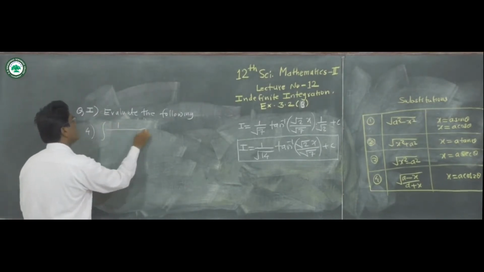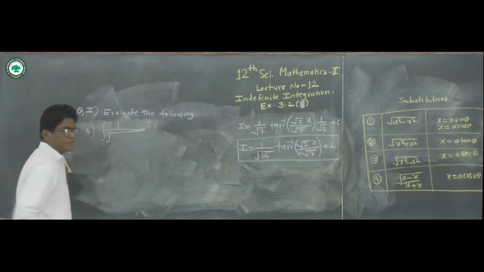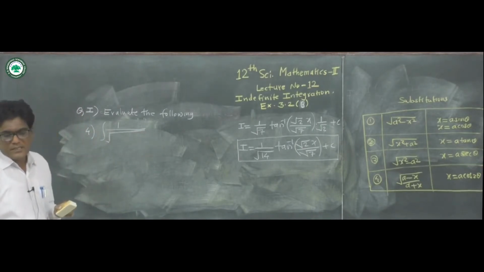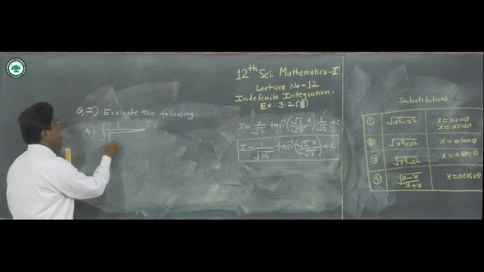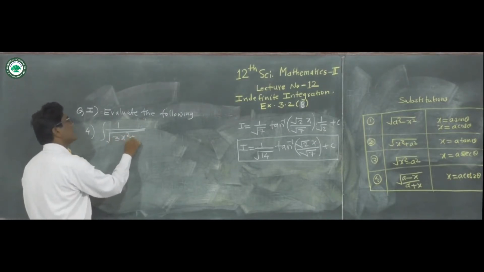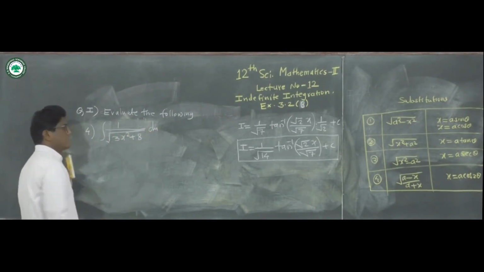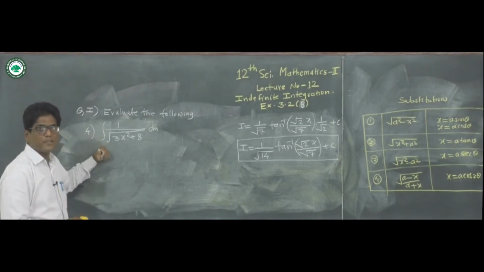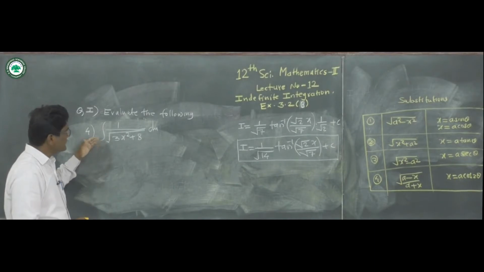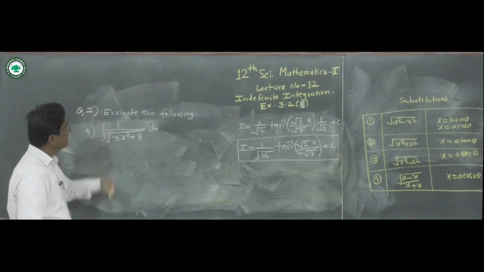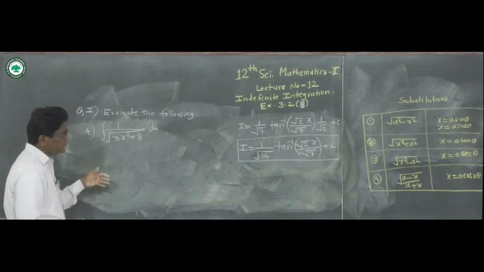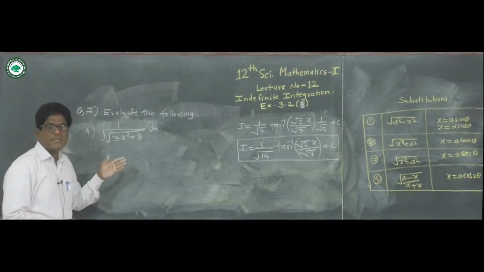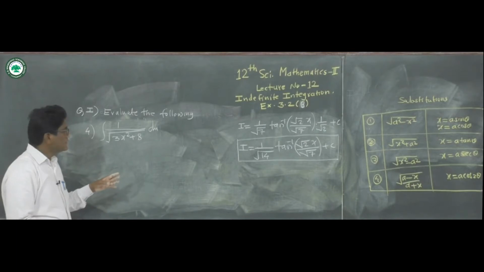Integration of 1 upon under root of 3x square plus 8 dx. Now in the first 3 problems there is no root in the denominator. Now the problem starts where a root is present in the denominator.